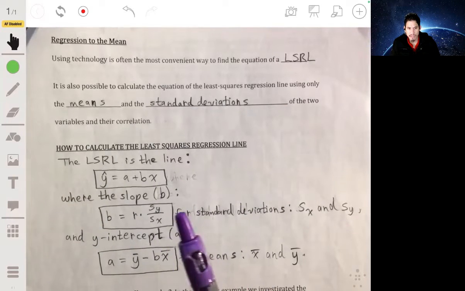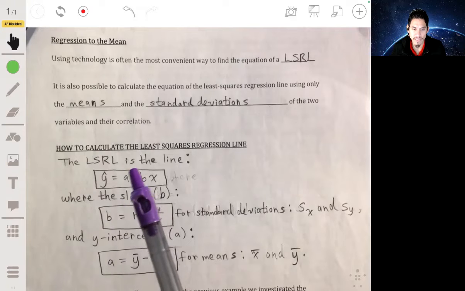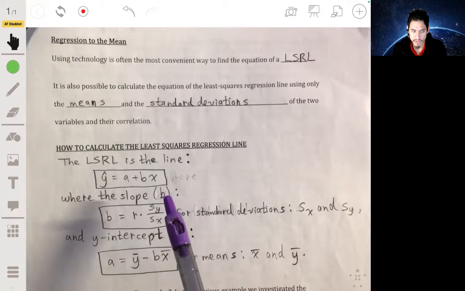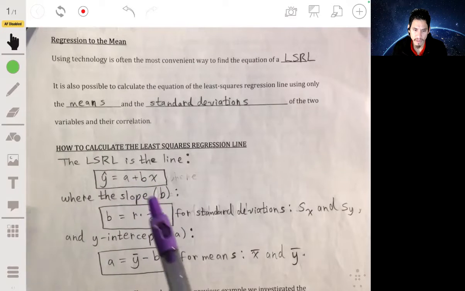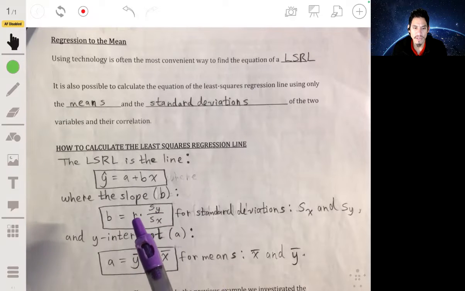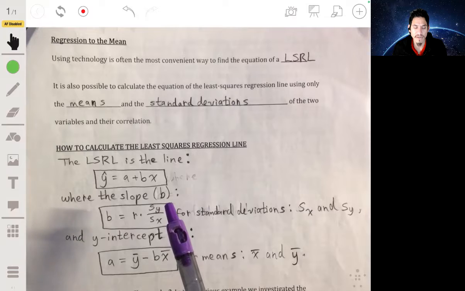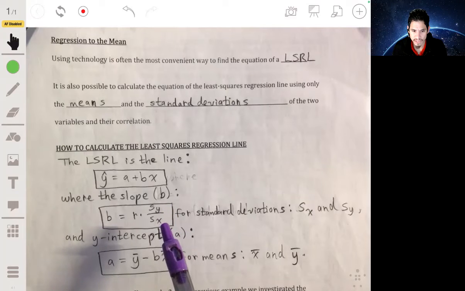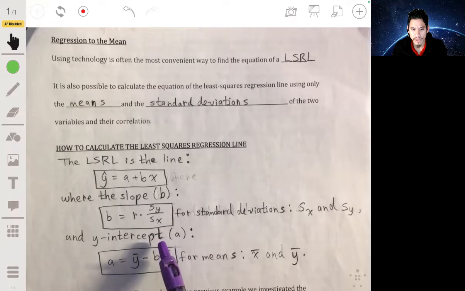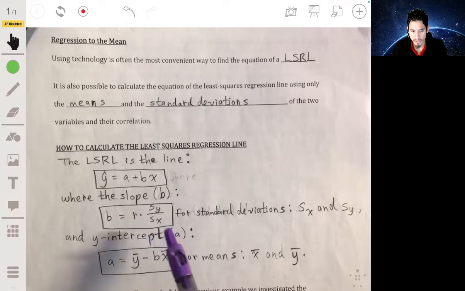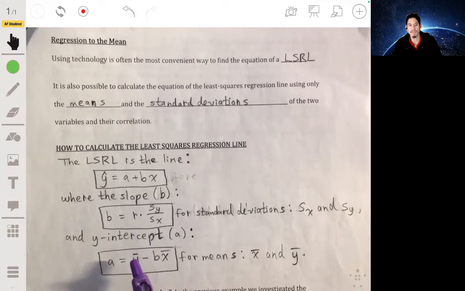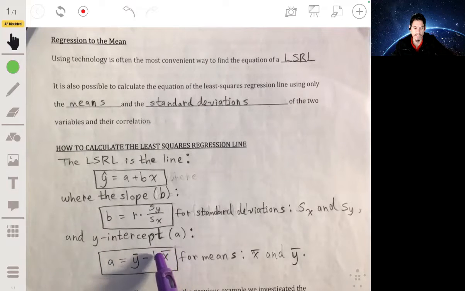For the least squares regression line in the form y hat equals a plus bx, the slope is b and a is the y-intercept. If you have it in this form, the slope b will be equal to r times the standard deviation of y over the standard deviation of x. And the y-intercept a will be equal to y bar minus b times x bar. In other words, the mean of y minus b times the mean of x.